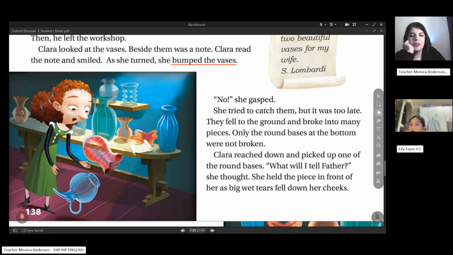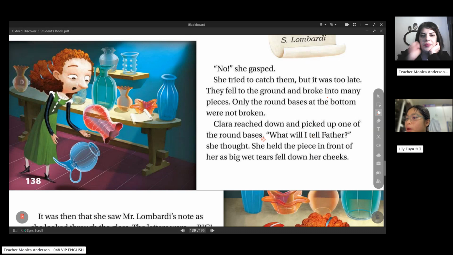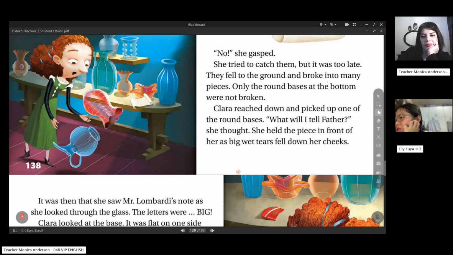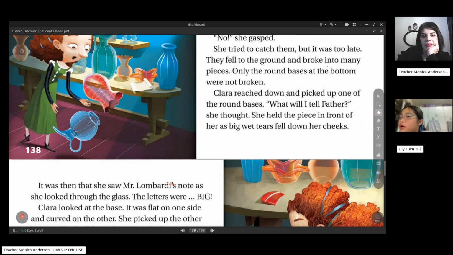No, he cried. He tried to catch them, but it was too late. They fell to the ground and broke into many pieces. Only the round bases at the bottom were not broken. Clara reached down and picked up one of the round bases. What will I tell Father? she thought. She held the piece in front of her as big wet tears fell down her cheeks.